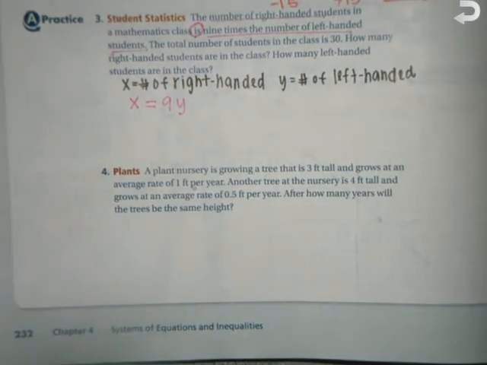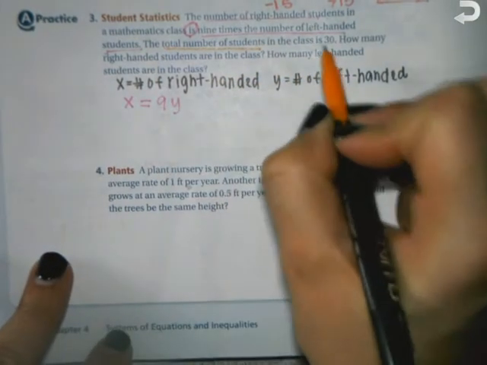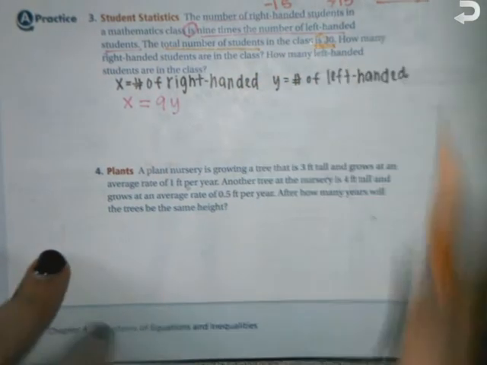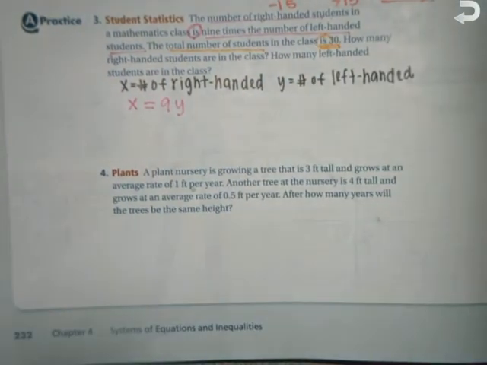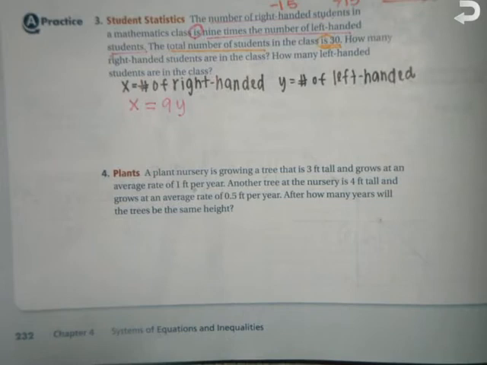So what would I do for my second equation? It says the total number of students is 30. In a class of 30, you're only going to have right-handed students or left-handed students. So if I have X right-handed students and Y left-handed students, and they total up to 30, how would I put that as an equation?